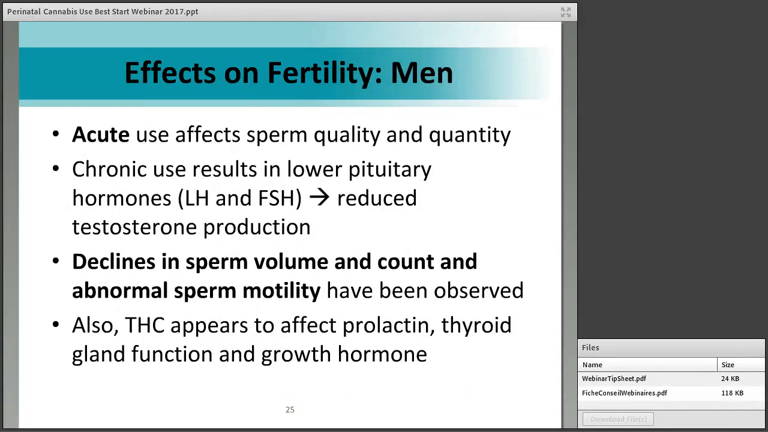There's also some evidence on the effects on fertility of men. Acute use can affect sperm quality and quantity, and individuals who use in the long term will also have their brain hormones affected, which can even lead to reduced testosterone production. Men can also report declines in sperm volume and count and abnormal sperm motility, and it's not surprising that sometimes fertility factors can be associated with men and not just with women who are using ongoing marijuana.